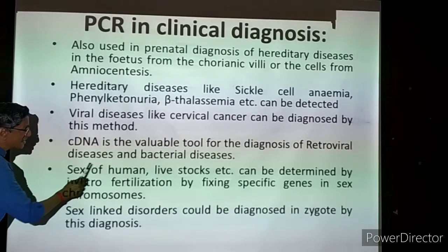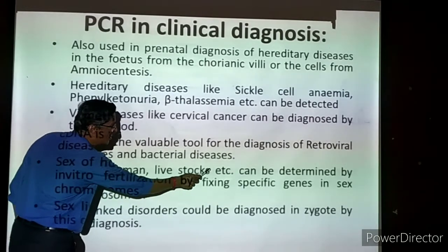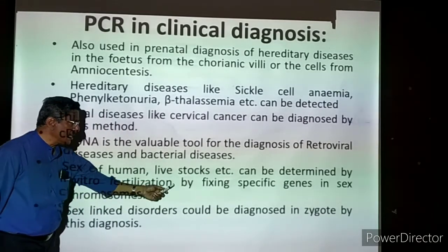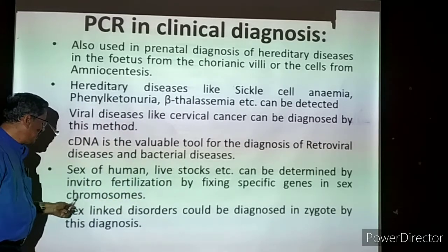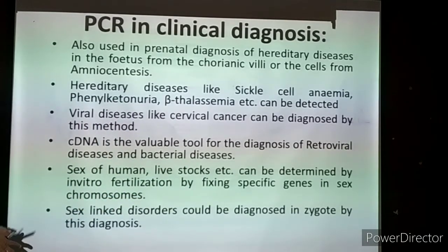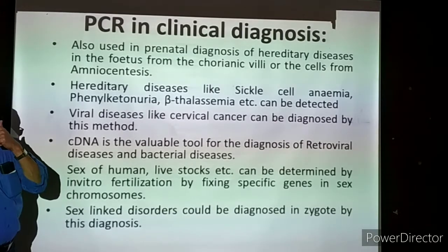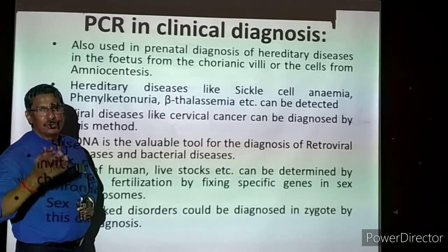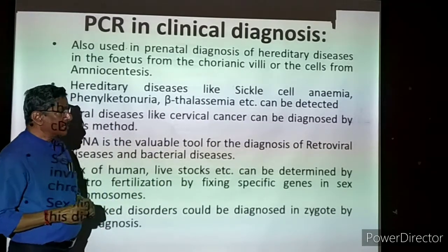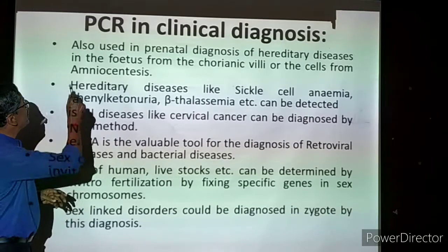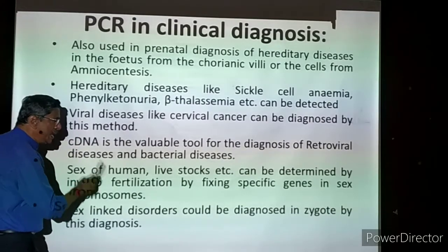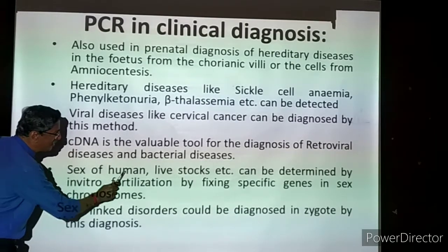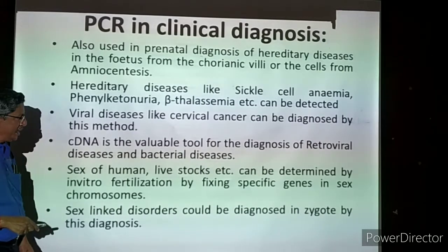Next, sex of a human, livestock, etc. can be determined by in vitro fertilization by fixing specific genes in the sex chromosomes. So the sex of the human can be determined. Naturally, the sex of the individual will be either male or female. But artificially, by using PCR, we can make the individual become either male or female, not naturally, artificially. The sex of the individual can be determined artificially.